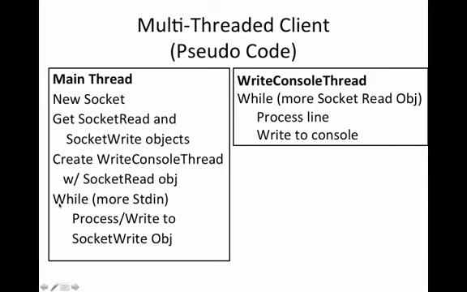Then we simply go into our while loop, and while there's more data coming from standard in, we process it, and then we write that processed information to the socket write object, which will send it to the server. The write console thread simply goes into a loop where it's waiting on the socket to send it information. When it gets it, it does whatever processing is required and then writes that line to the console.